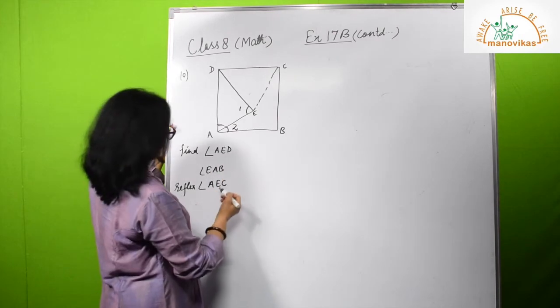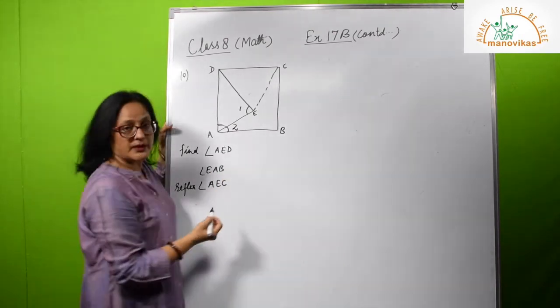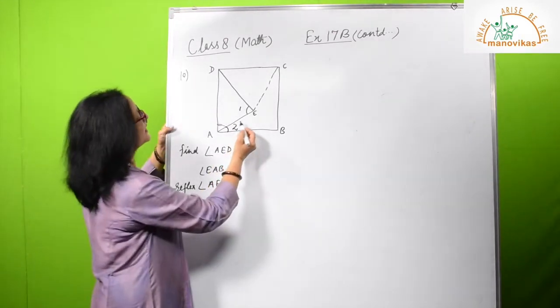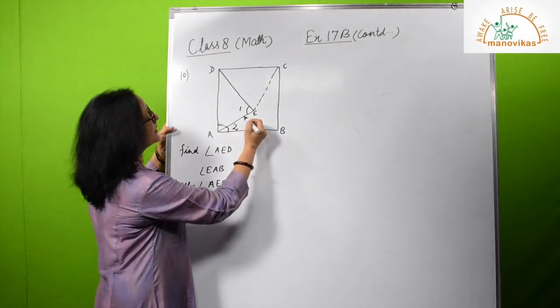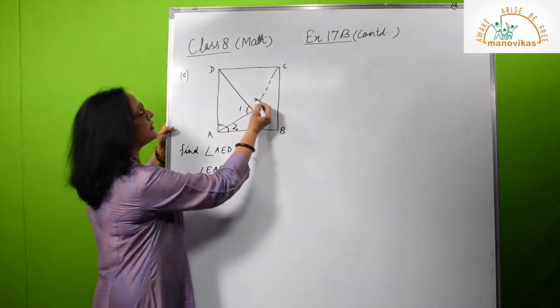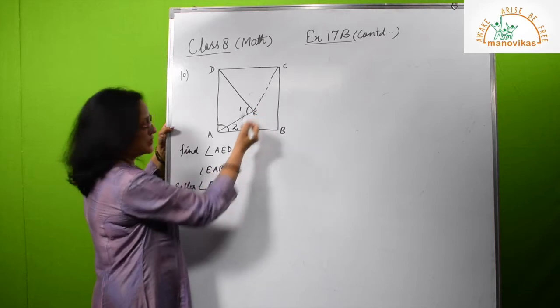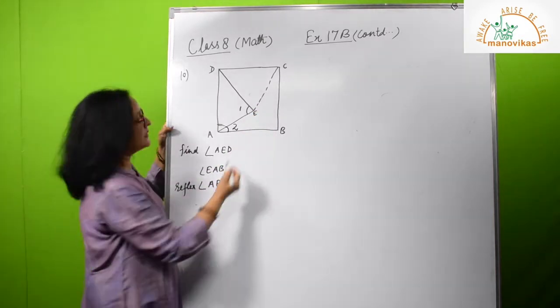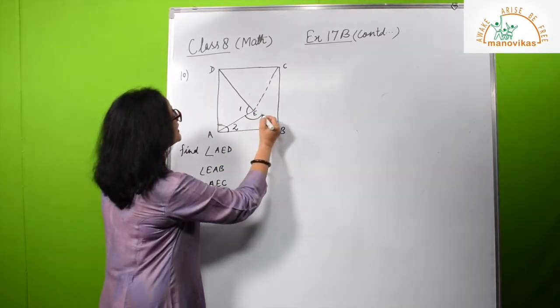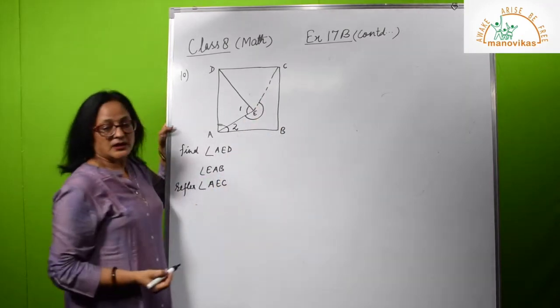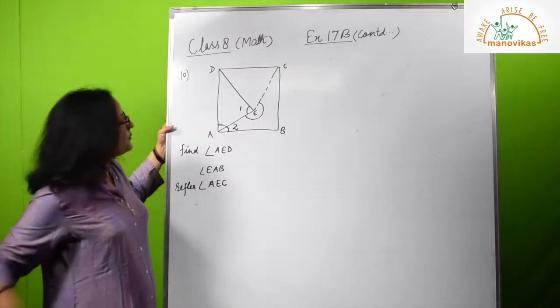And you have to find reflex angle AEC. So reflex angle AEC, if we don't say reflex angle, it can be this angle also, AEC. So here it is mentioned reflex angle AEC. So reflex angle AEC is this angle. These three angles you have to find.